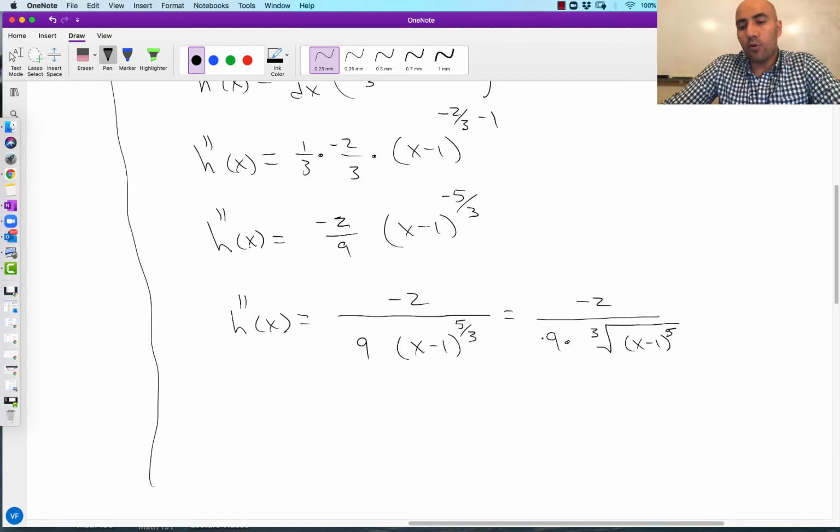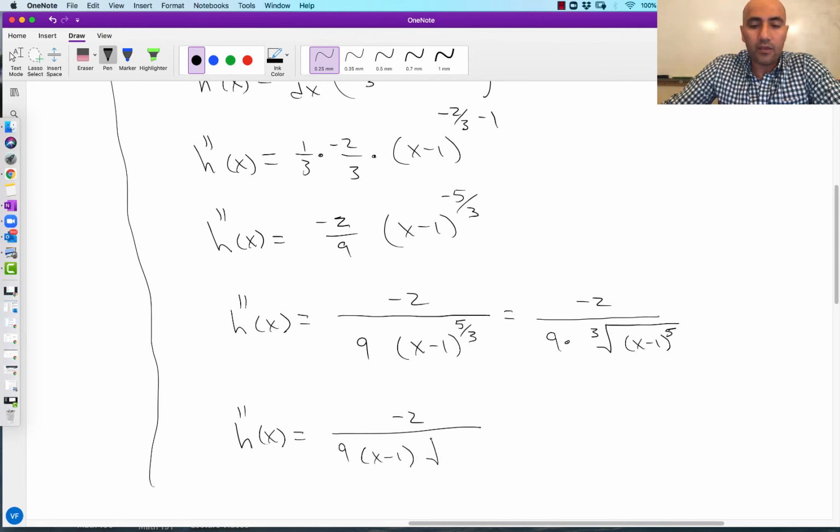So we know we can pull out one term of x minus 1, to the power of 3, and then there would be 2 remaining inside the root. So I can simplify this as the following. It's a giant fraction with a negative 2 in the numerator, a 9, one term of x minus 1, and then a cube root of x minus 1 squared.